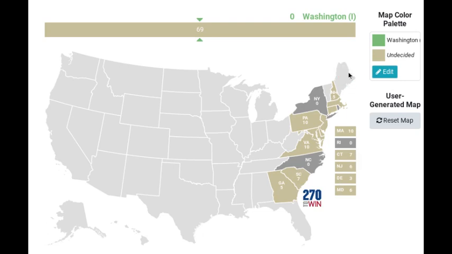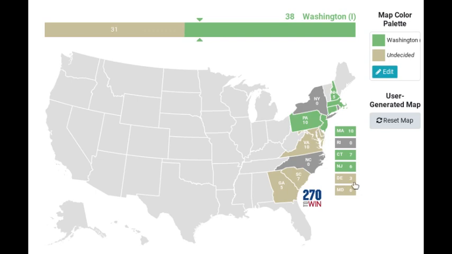So first off, we have New Hampshire with 5 electoral votes. That's going to go to Washington. Massachusetts with 10 electoral votes. That's going to go to Washington as well. Connecticut with 7 electoral votes is going to go to Washington. New Jersey with 6 electoral votes is going to go to Washington. Pennsylvania with 10 electoral votes is going to go to Washington.